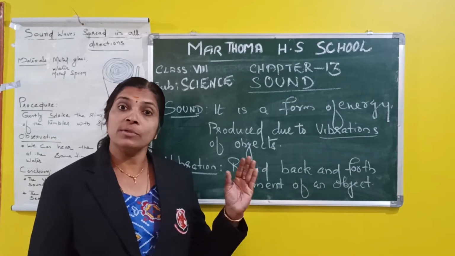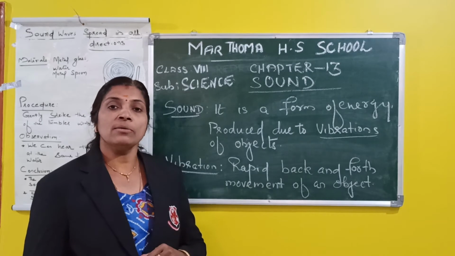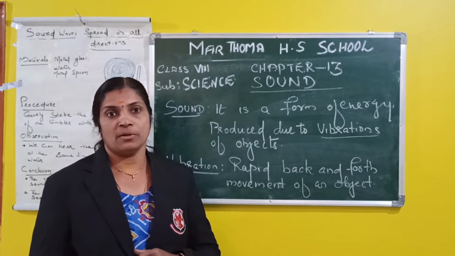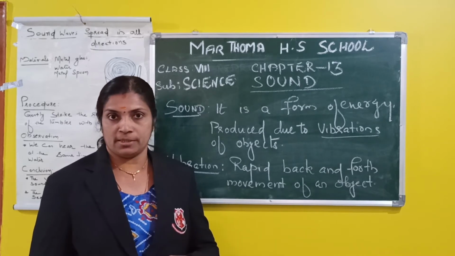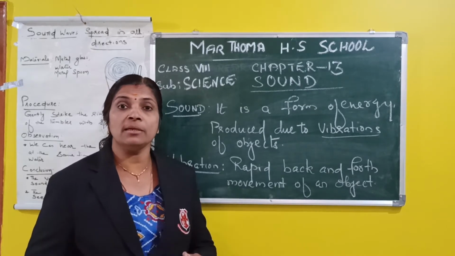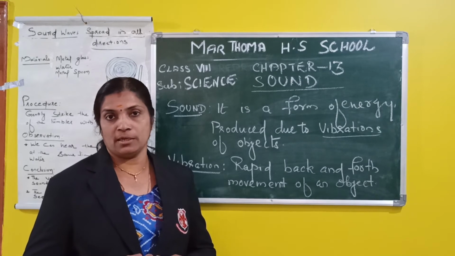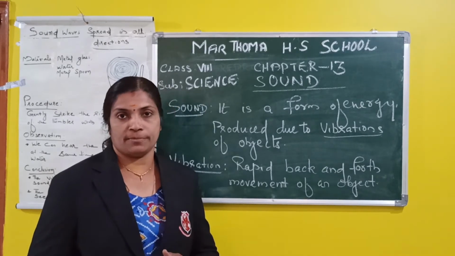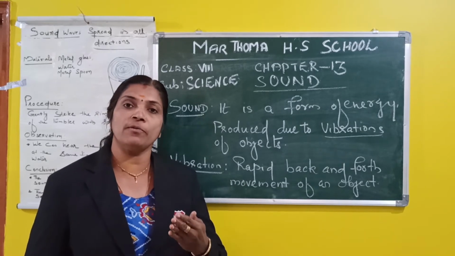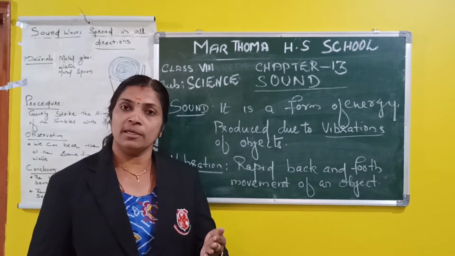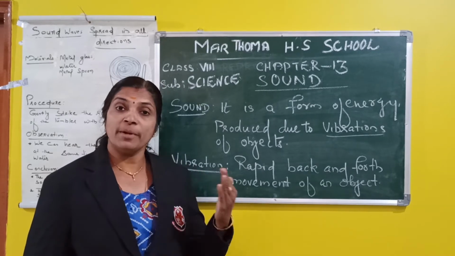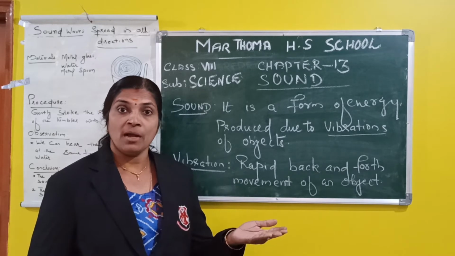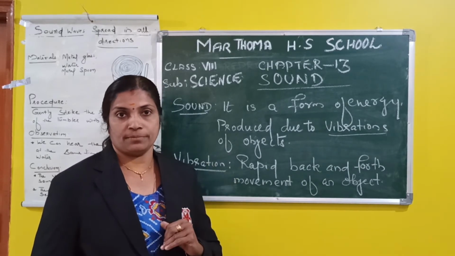Next we will look at how sounds are produced. Sounds are produced due to vibrations of objects. With the help of an example we can explain this. When a guitarist plucks the strings of a guitar, it moves back and forth and produces sound. This back and forth movement of an object is called vibrations. Vibrations produce sound.